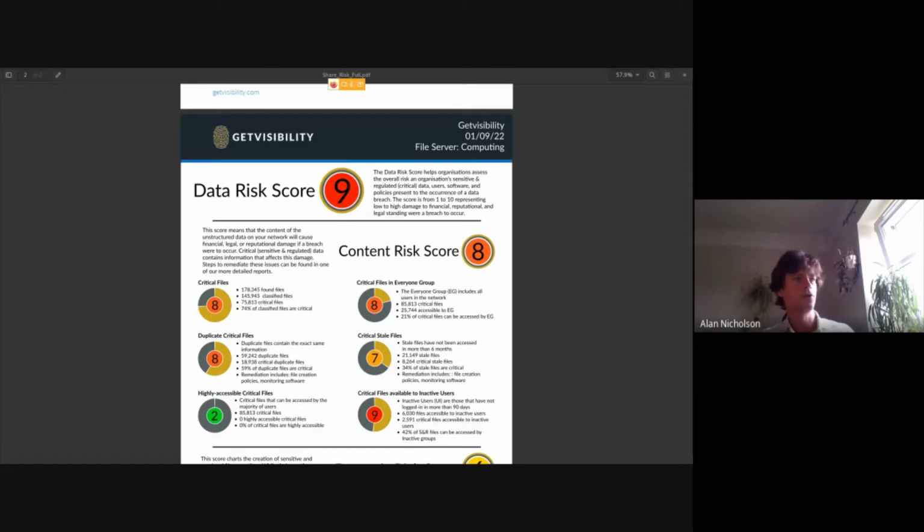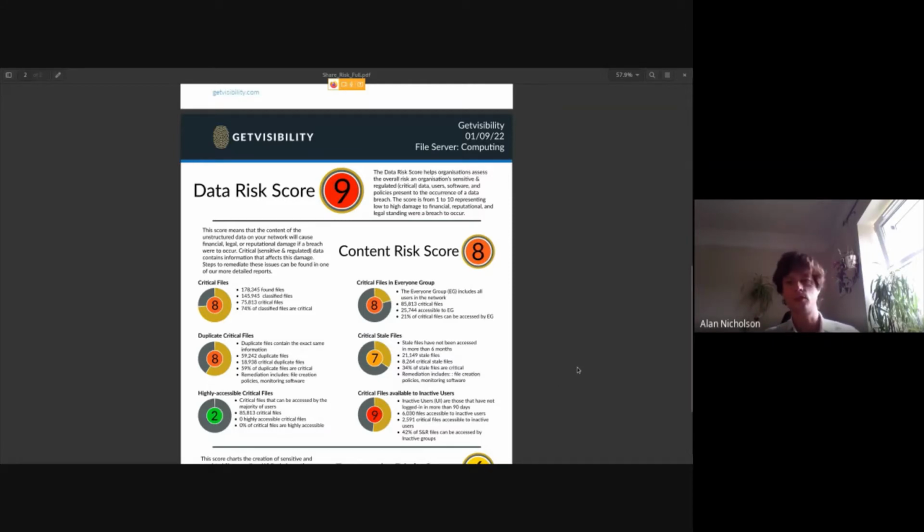We use a scoring system in our risk metrics that helps customers to allocate resources to particular areas of concern. The scores increase in severity from 1 to 10, and we use a data risk algorithm to calculate these scores in such a way that they're comparable to each other, even though they use different metrics.